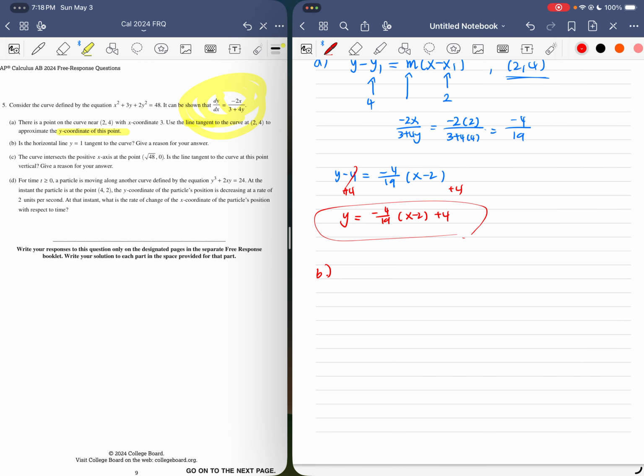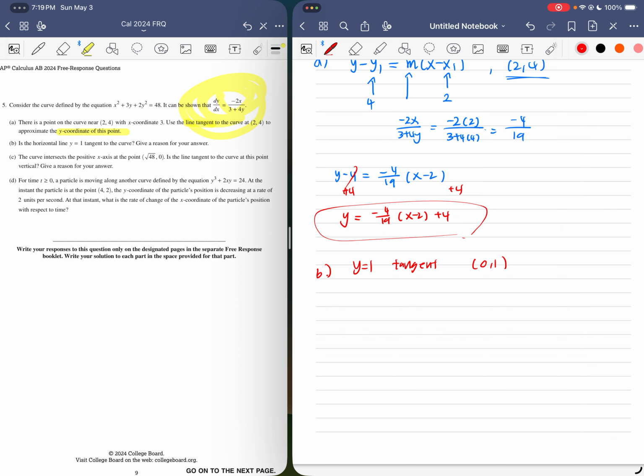Let's do part B. It says, is the horizontal line y equals 1 tangent to the curve? So let's see if y equals 1 is a tangent. If it's a tangent, this graph should touch the line y equals 1, so it should be at (0, 1). The graph should touch here only at one point. So let's see if it is tangential to this point.